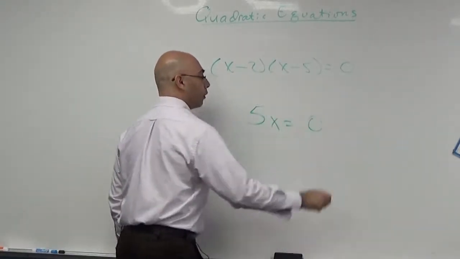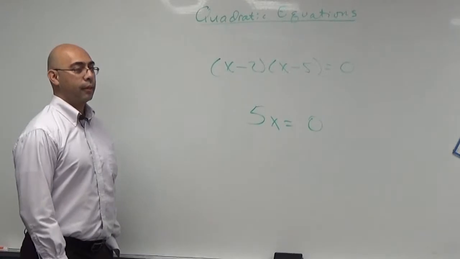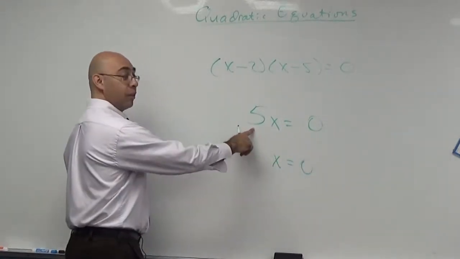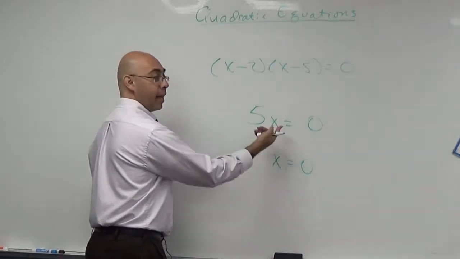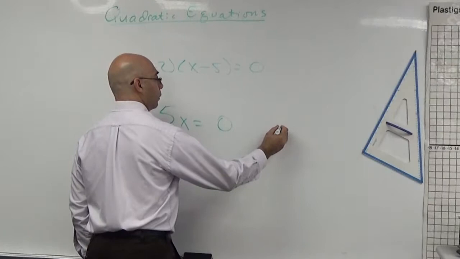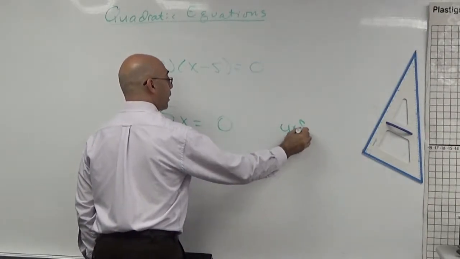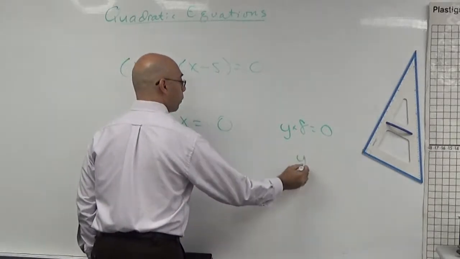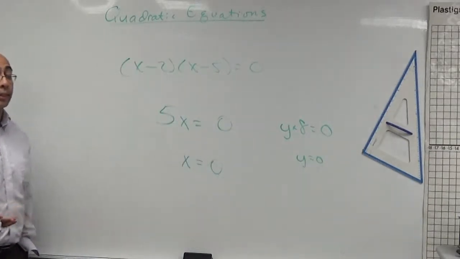5x equals 0. What does that mean? That just means x must equal 0, because is this 0? No. Well, that means that has to be 0, right? What if I had something like this? y times 8 equals 0. What does that mean? That means y equals 0. Okay, so you got that idea.